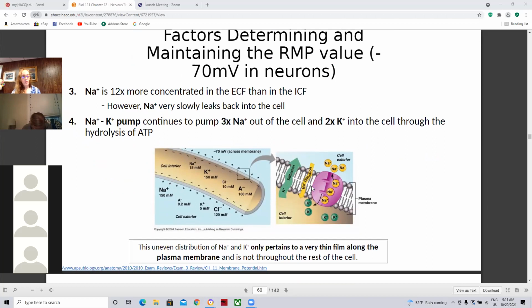This membrane potential, this uneven distribution, only pertains to a very thin film along the plasma membrane and is not found throughout the rest of the cell. Remember, they're constantly attracted to one another too. So the negative charges inside are attracted to the positive charges on the outside.